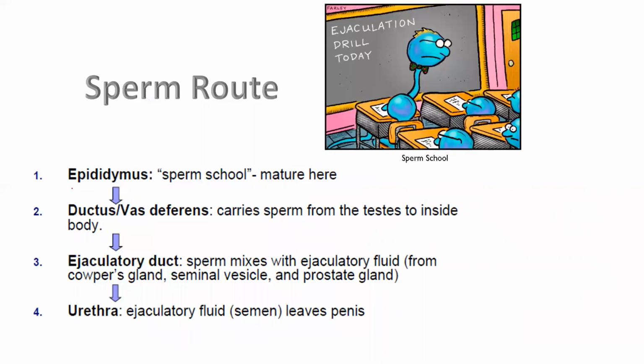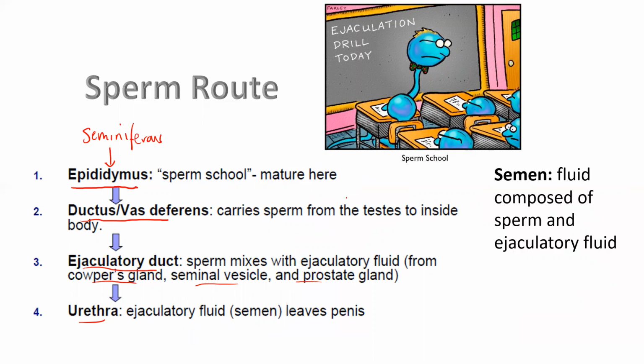Okay, so the sperm route goes from the epididymis through the vas deferens and the ejaculatory duct. Sperm mixes with various fluids from the Cowper's glands, seminal vesicles, and prostate, and out through the urethra. And remember, it was made in the seminiferous tubules, where meiosis occurs.